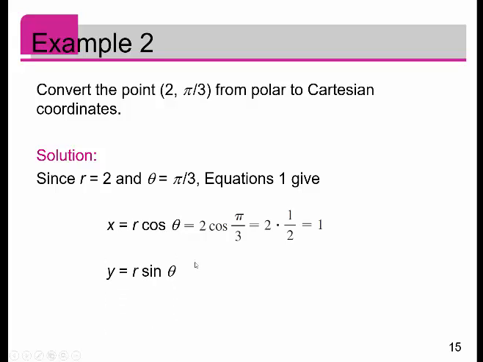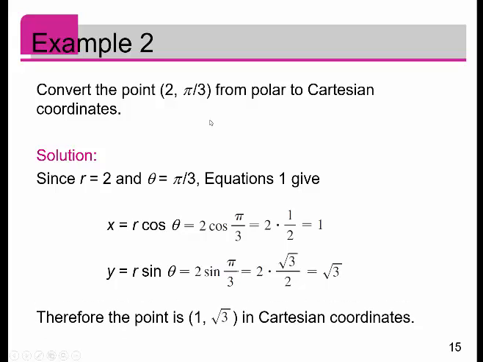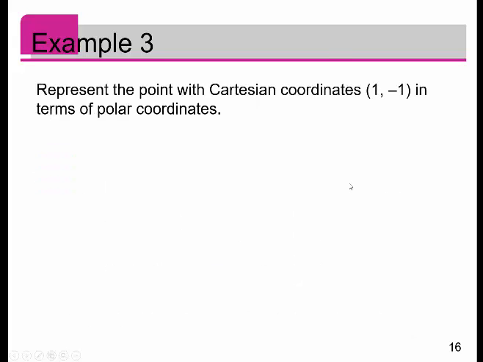So the y value now, y is equal to r sine of theta. Well, that's 2 times sine of pi over 3, which is 2 times the square root of 3 over 2. You can just look that up on your unit circle, which is just the square root of 3. So the point 2 comma pi over 3 is equivalent to 1 comma the square root of 3 in the Cartesian coordinate system. That's it. So very easy conversion there.